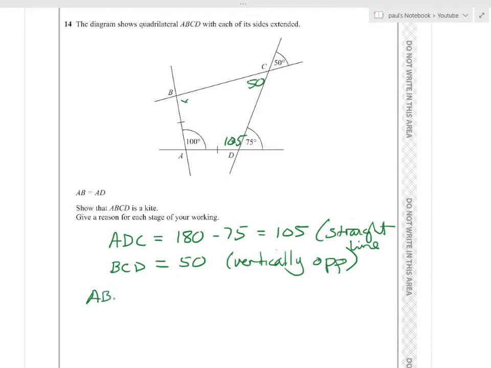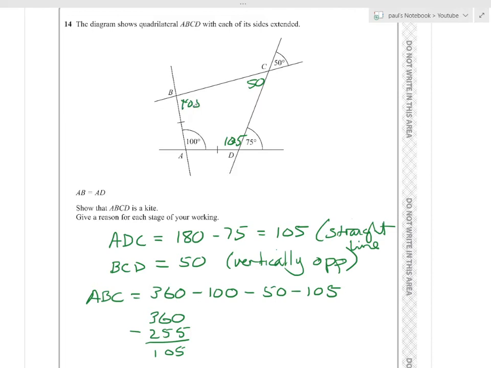So ABC equals 360, take away 100, take away 50, take away 105. Right, so all that together is 255. So 360 take away 255 is 105. So ABC is 105. So ABC equals ADC, which equals 105. So it's a kite.